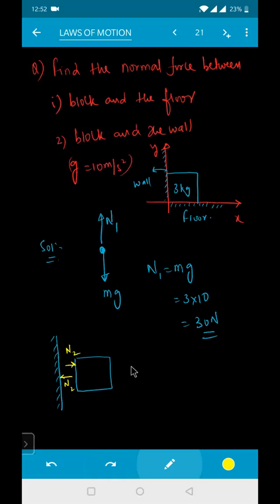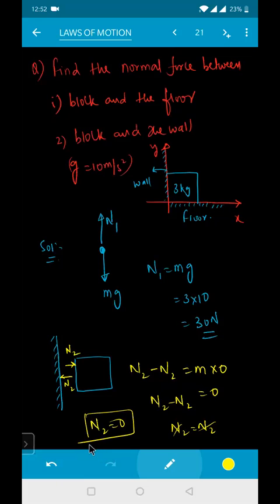There is no acceleration acting on the system. So N2 in the positive direction, minus N2 in the opposite direction, must be equal to mass of that body into acceleration. So this is totally 0. That means N2 minus N2 is 0, so N2 equals N2. There is no normal force acting on that body. So N2 will be equal to how much for me? 0. Is that point clear for everyone?